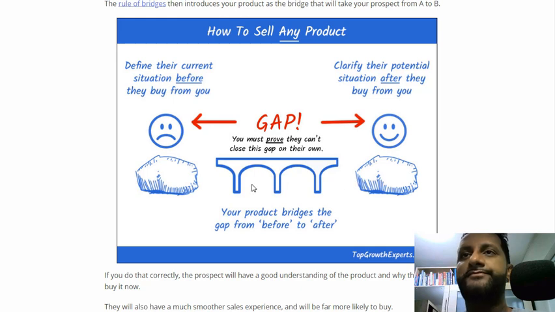And your product here is the gap. If you introduce your product in this sort of format, it will be very easy for you to persuade someone to purchase it, okay?